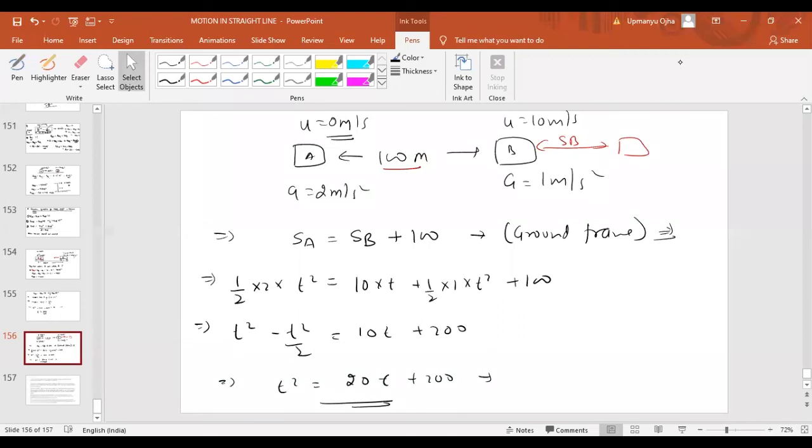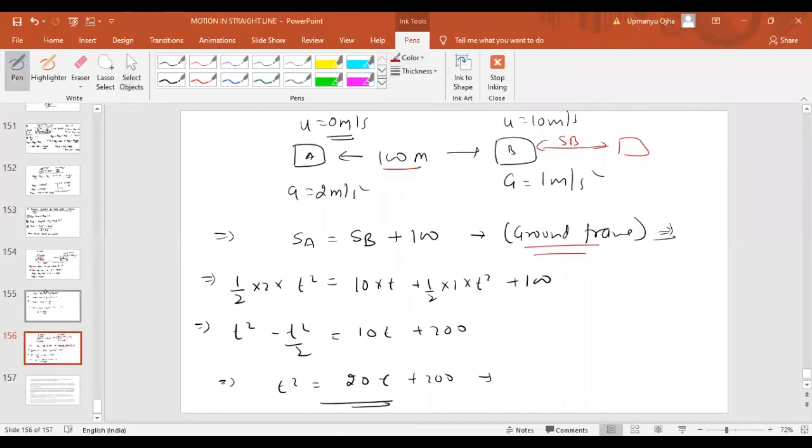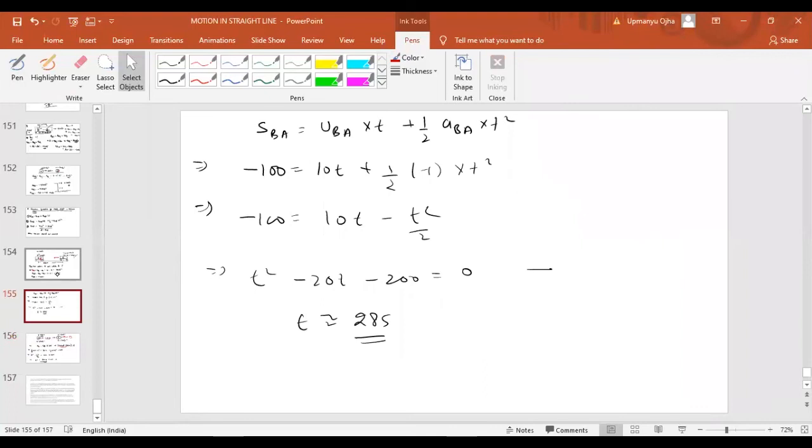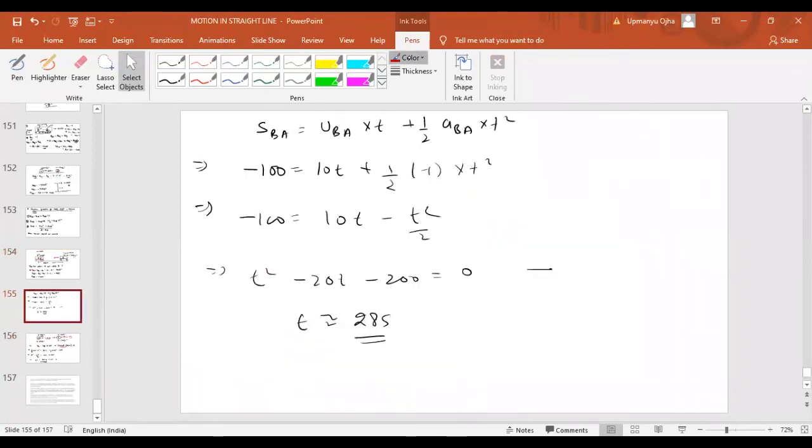So we can see that this particular problem can be done in two frames. One is the ground frame, the other is the relative frame. Relative frame means A frame. Here we are doing the problem with the help of the A frame.